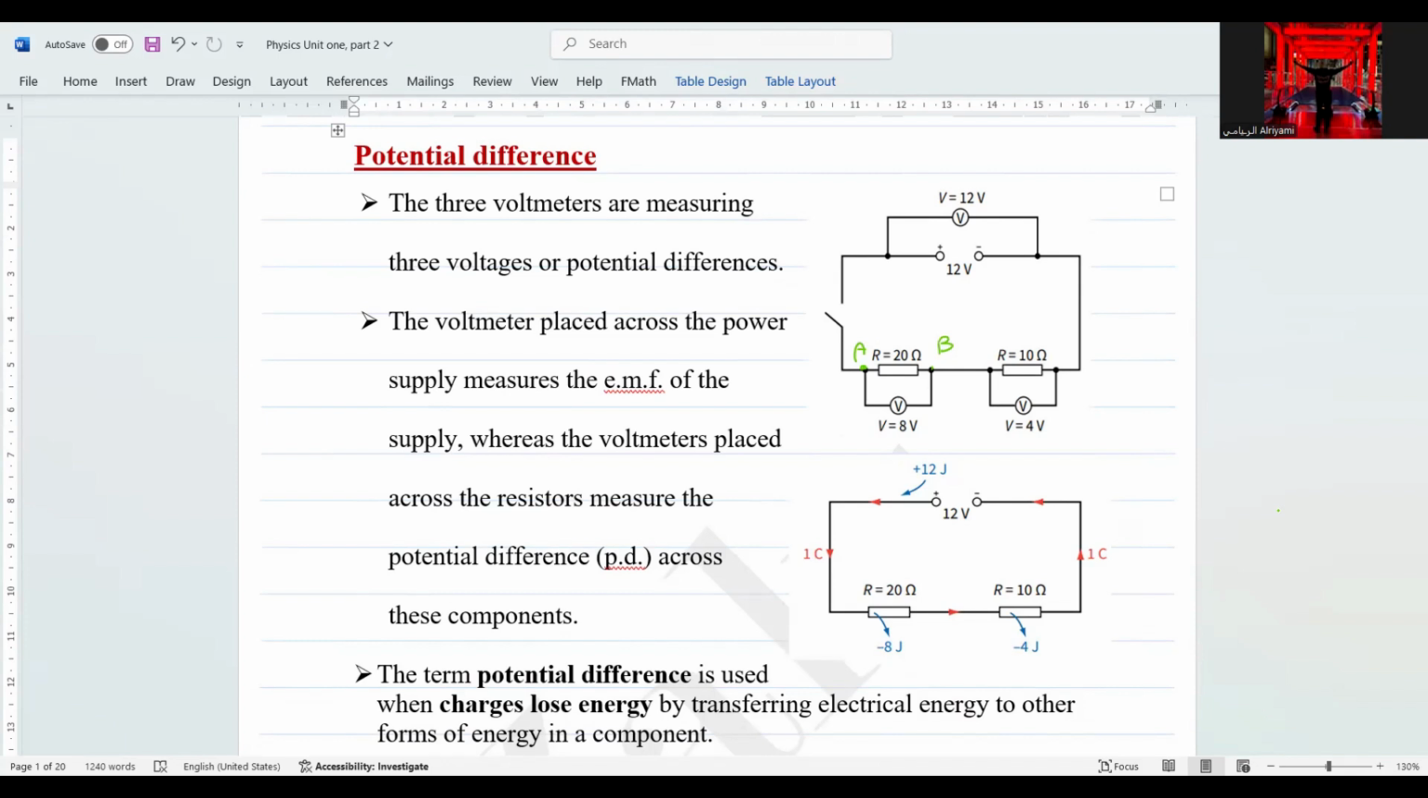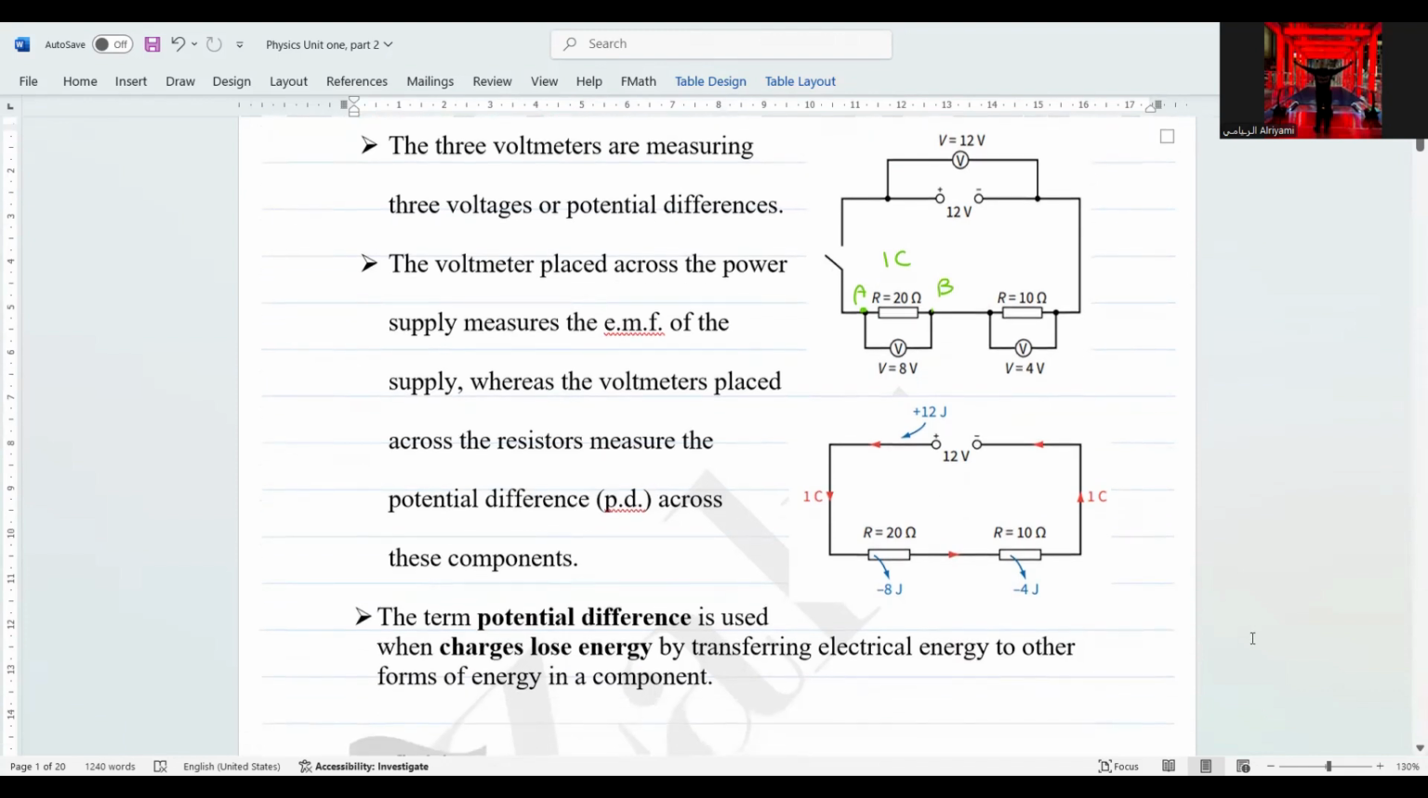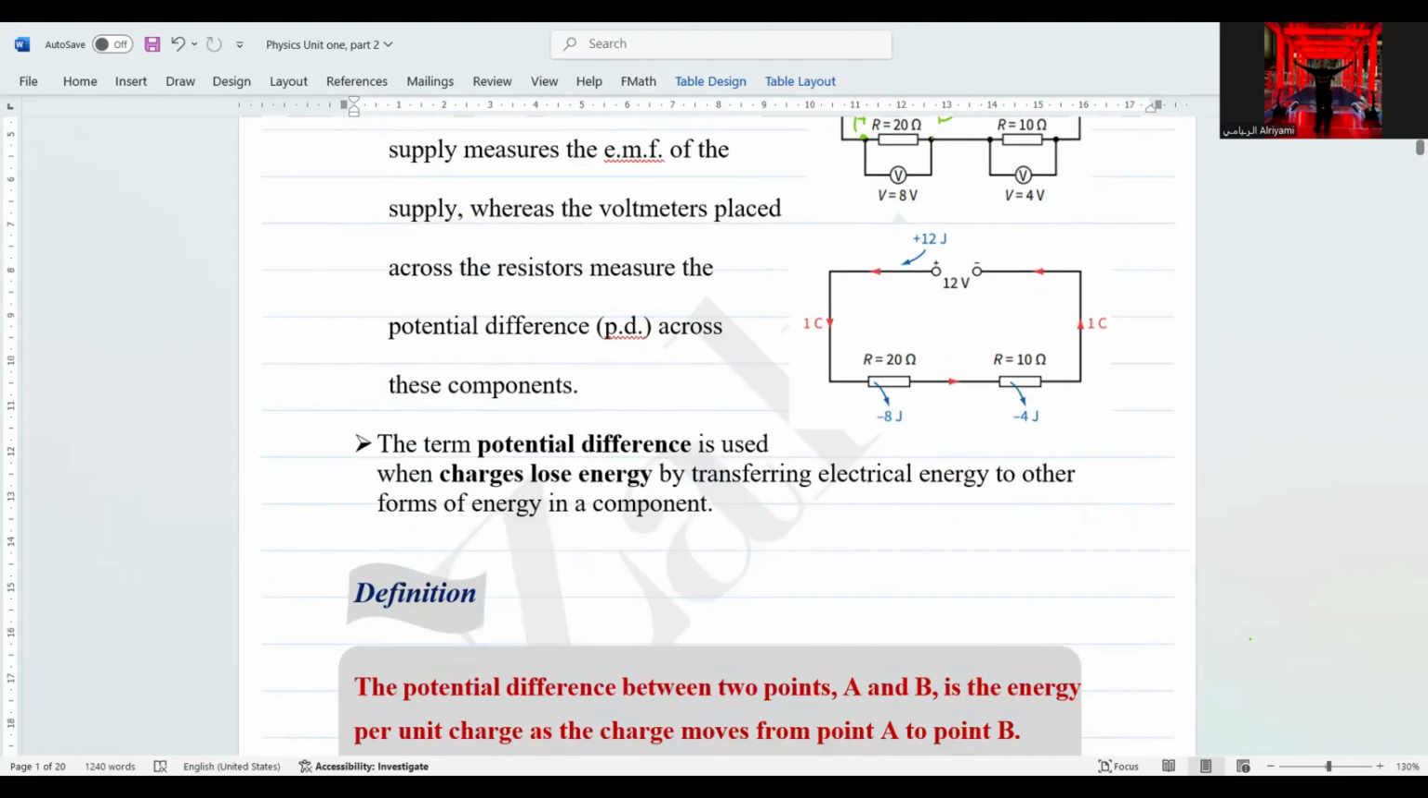So unit charge is 1 coulomb. So if 1 coulomb moves from A to B, or when we move 1 coulomb from A to B, work is done. The work done is called potential difference. So the potential difference between 2 points, A and B, is the energy transferred per unit charge as the charge moves from point A to point B. So this is called the potential difference.